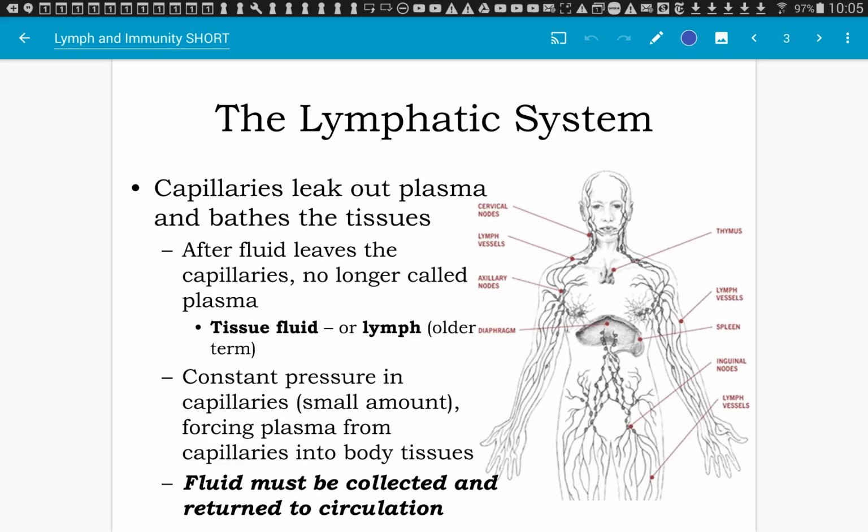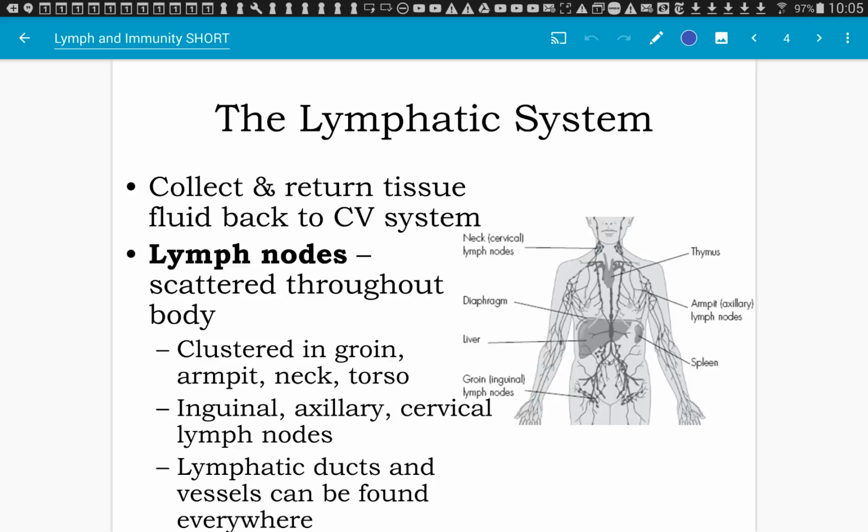And so, yes, the capillaries force that fluid out, and the lymphatic system is involved in collecting and returning that fluid back to the cardiovascular system. But it not only returns it to the cardiovascular system, but it also cleans it and makes sure there's no pathogens, no damaged cells, no junk, trash in the fluid before it's dumped back into the cardiovascular system. Okay? So its major job, I'm going to change the color here. Major job right here, collect and return this fluid back to the cardiovascular system.